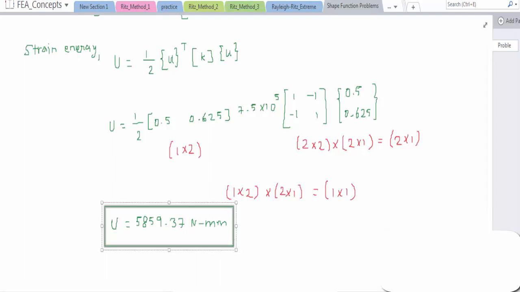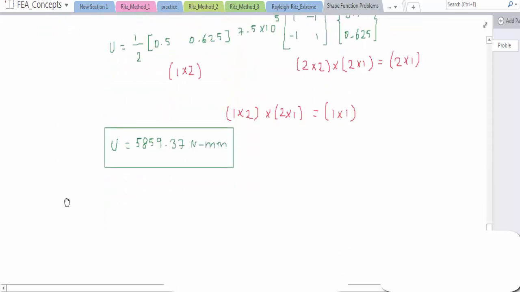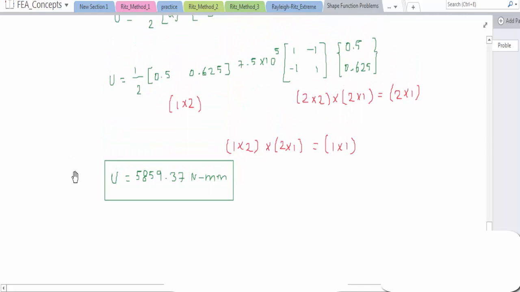After solving this problem you have to write each and every value. No problem, you can write it on your own.